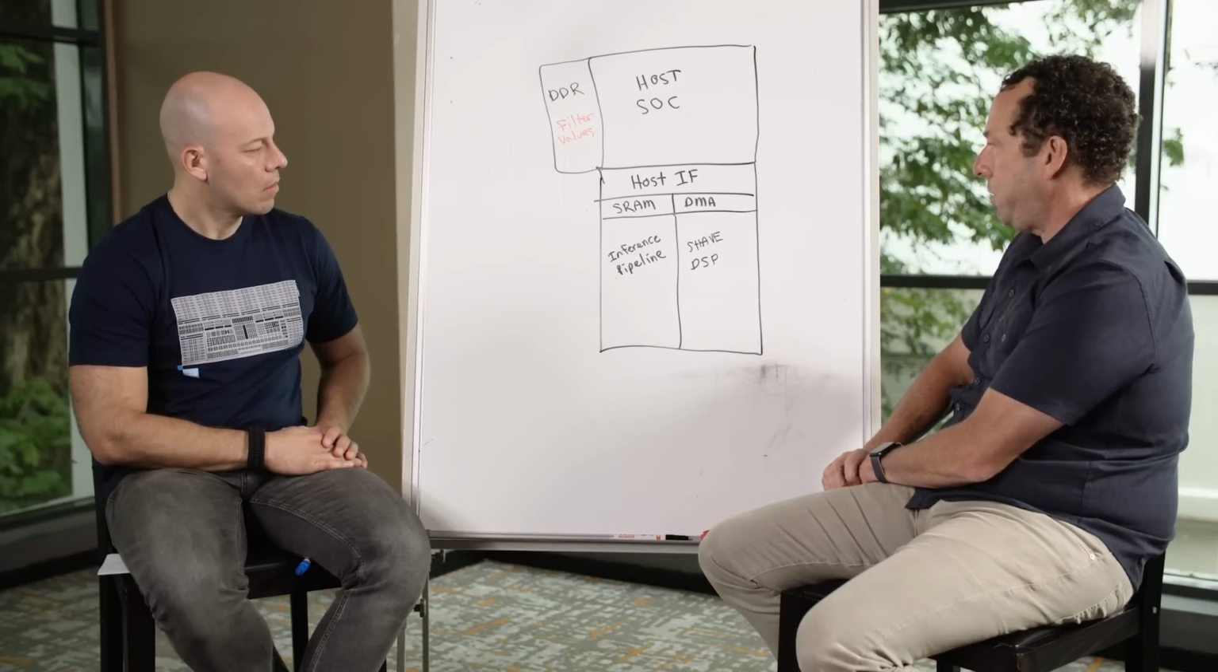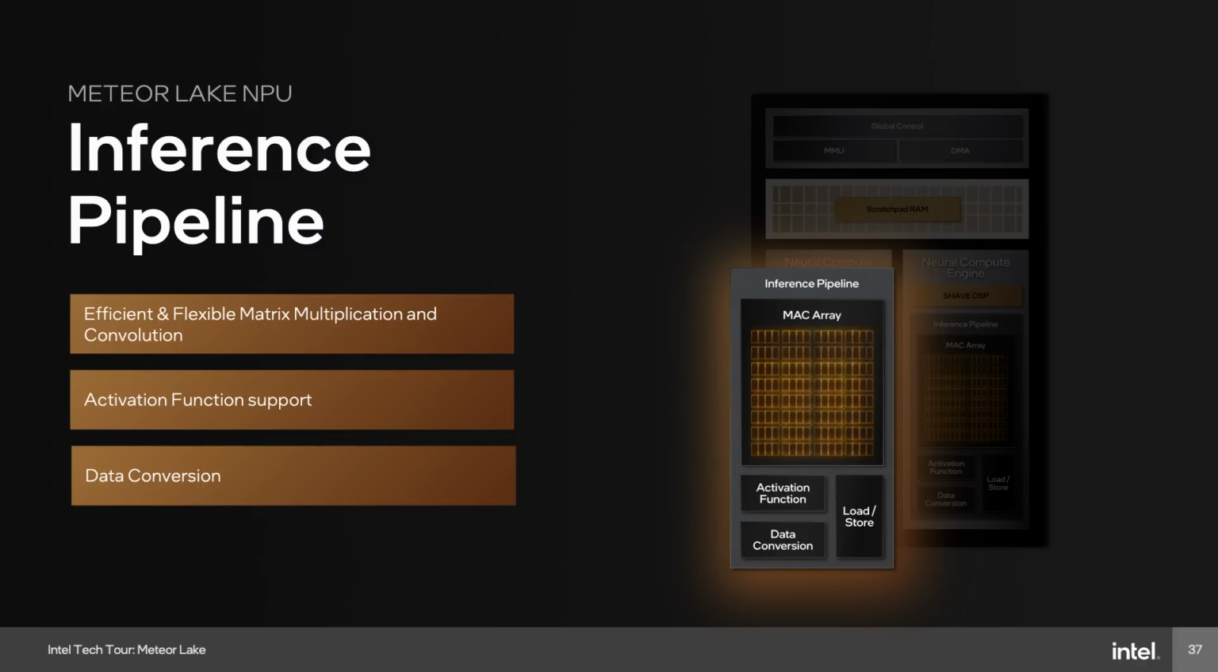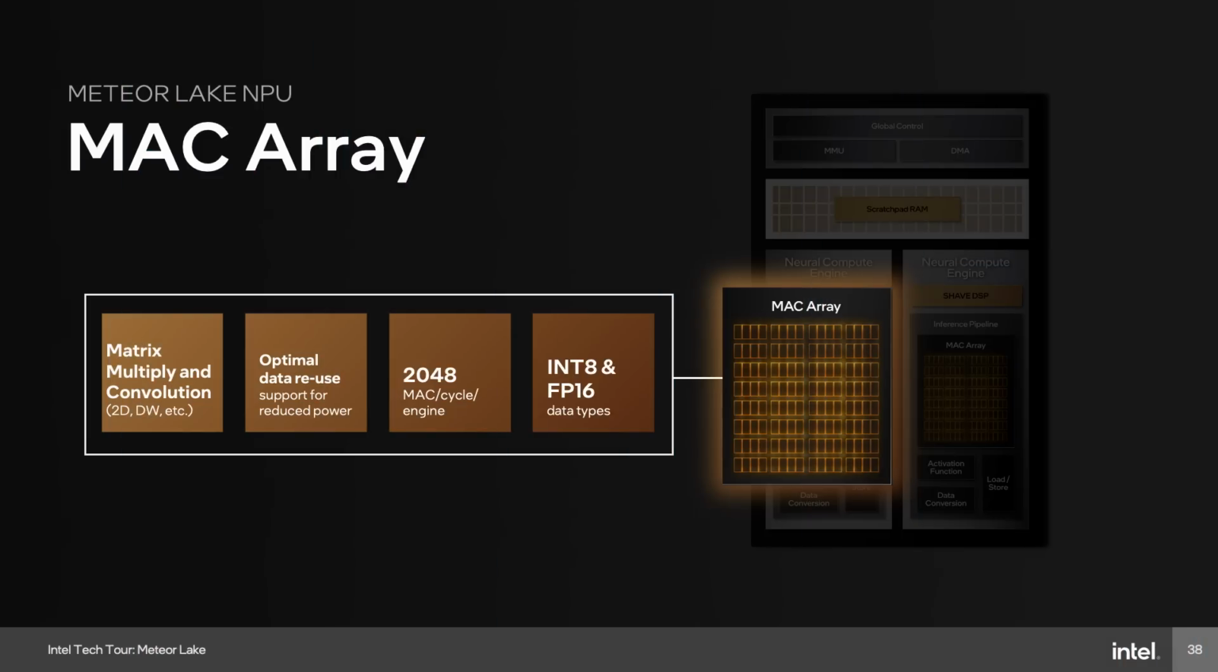Really the heart of the NPU is our fixed function compute block. We're calling it the inference pipeline. When you have a neural network, the majority of the compute boils down to matrix multiplication. So we have what we're calling the MAC array in the inference pipeline block that does all that matrix multiplication. Actually, there are a lot of neural network operations. If we look at OpenVINO, for example, there's 160 plus operators we have to support. Not all of them are matrix multiplication or activation functions.